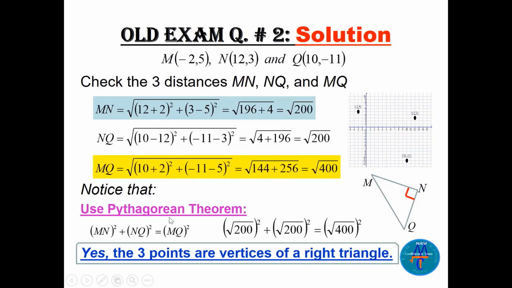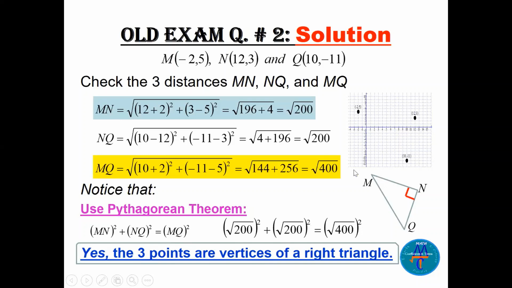using the Pythagorean theorem, MN squared plus NQ squared is equal to MQ squared. The square root of 200 squared is 200, plus the square root of 200 squared, 200. When you square the 400, they're equal. So yes, the 3 points are the vertices of a right triangle. And how do we know the angle is at N here? You see why it is at N? Because MQ is there. MQ is the longest side.